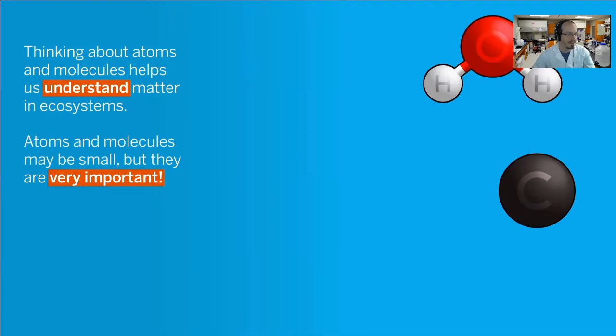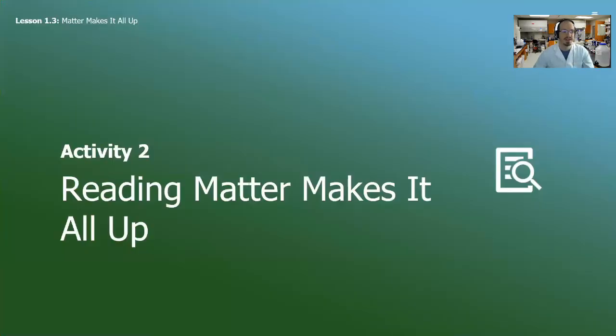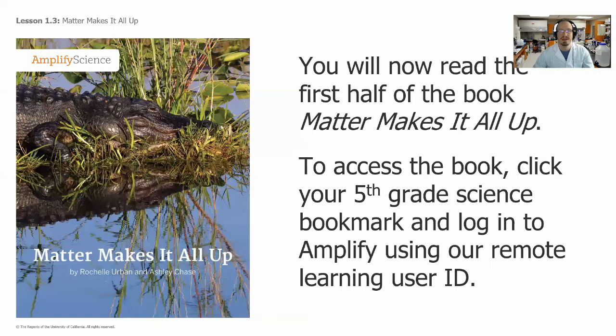When we read the book in the next activity, keep in mind what we observed about the size of molecules in the scale tool just now. So second activity is reading Matter Makes It All Up. So now we'll read the first half of the book, Matter Makes It All Up. We're not going to read the whole book, just the first half.